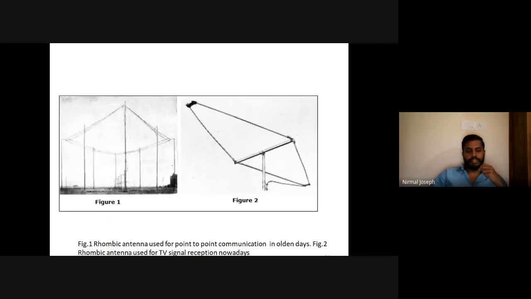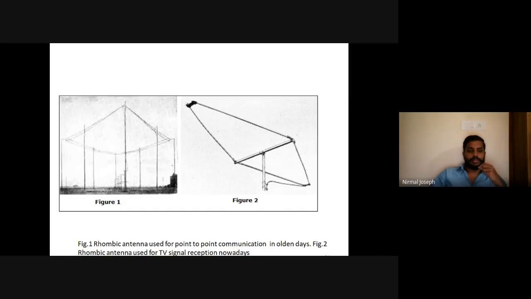So here are some images of rhombic antennas. In Figure 1, you can see that it is a very big antenna. Actually, that's a rhombic antenna used for point-to-point communication in olden days.